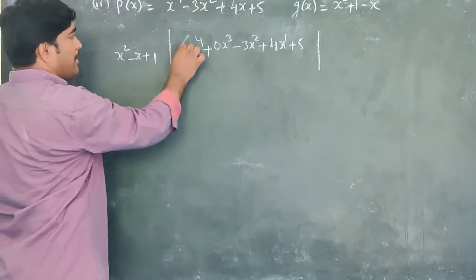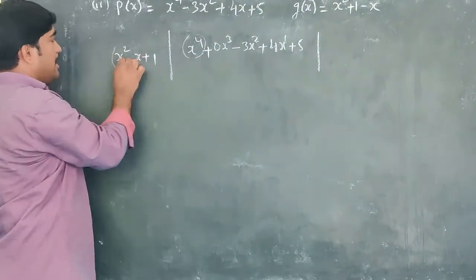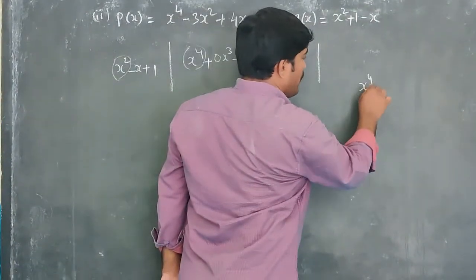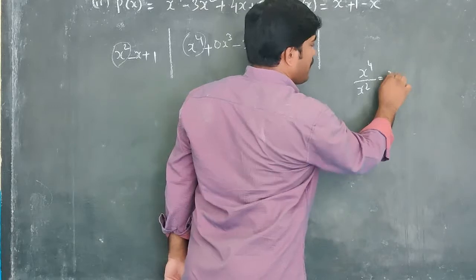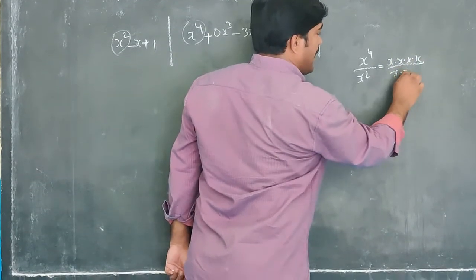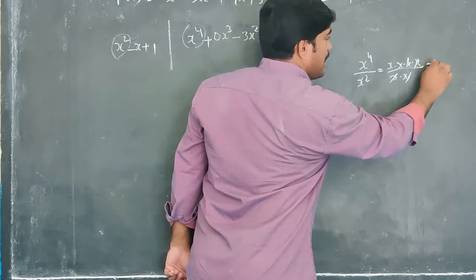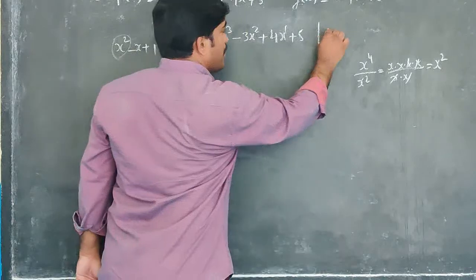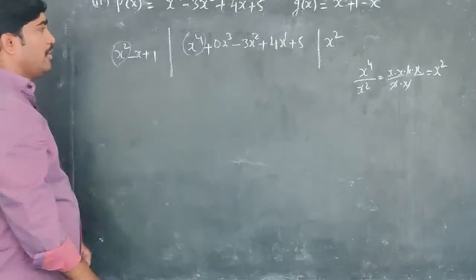Now what is the first step? I have to take the first term of the dividend as well as the divisor. So x power 4 by x square. Now x power 4 is nothing but x into x into x into x, 4 times x, and x square is nothing but x into x. Now both get cancelled. What term will we get? X square. So I will take x square as a quotient.